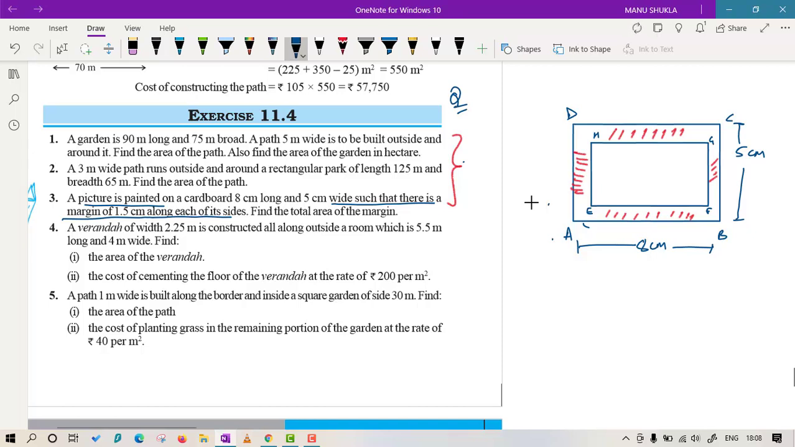So let's see what the margin width is. It is 1.5 centimeter. So very simple. This much is 1.5 centimeter. This much is also 1.5 centimeter. This much is also 1.5 centimeter. So we'll utilize this. What is the issue?